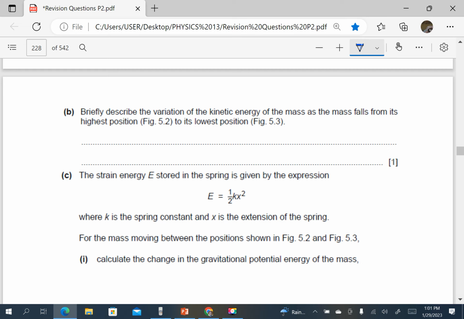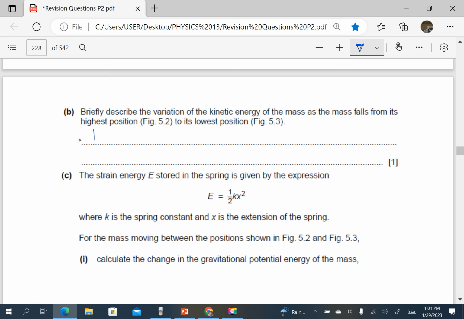Briefly describe the variation of the kinetic energy of the mass as the mass falls from its highest position to its lowest position. At the highest position, kinetic energy is 0. From the highest position, kinetic energy increases from 0 at the highest point, then it becomes maximum when it is passing equilibrium, and then decreases to 0 at the lowest point.